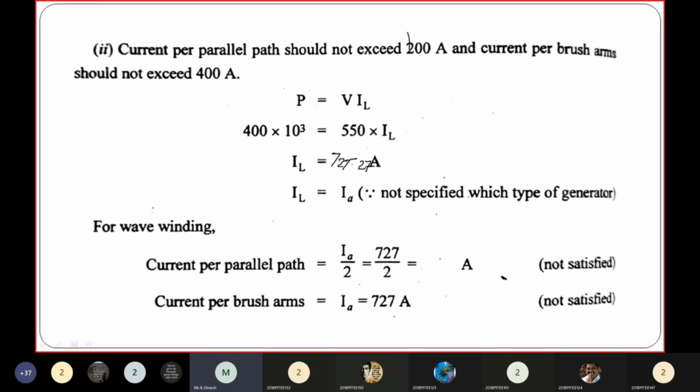So in this problem the specification of the generator is not mentioned. So the nature of the generator is not specified. So I am assuming IL equal to IA. So for wave winding, current per parallel path should be 200 and the current per brush arm should be 400. It has to be within the limit. We are going to check whether it is or not.